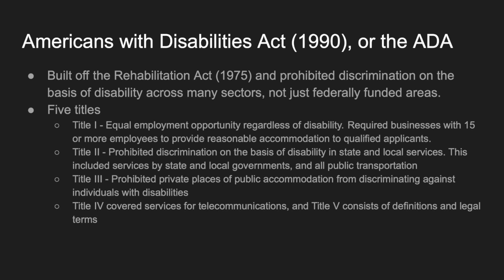Title I, mainly equal employment opportunity regardless of disability. Title II, prohibiting discrimination on the basis of disability in state and local services. Title III, and this is a key one, prohibits private places of public accommodation from discriminating against individuals with disabilities. One of the major groups that this was targeted at was privately run transportation systems, which were now required to make their systems accessible.